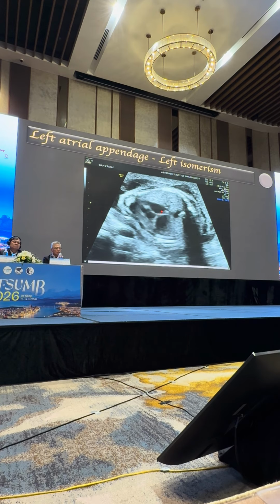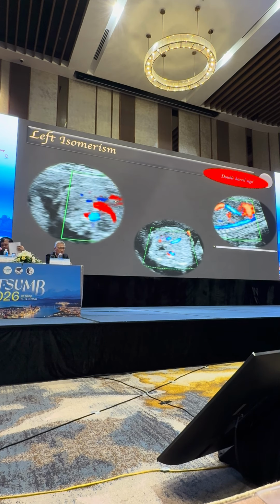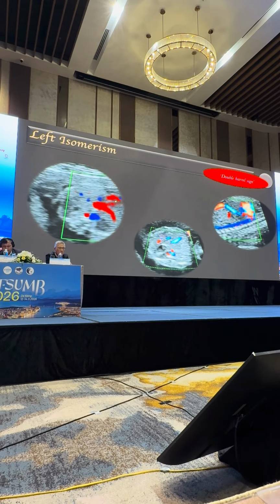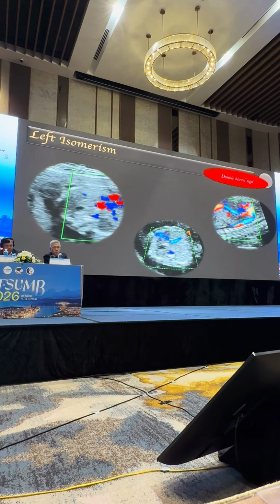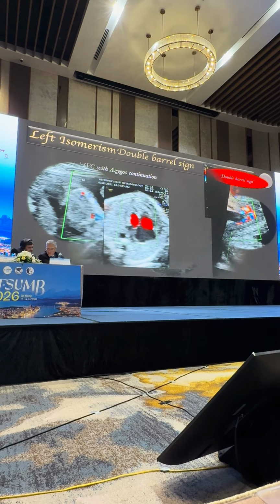Now this is a classical appearance of a double barrel sign, where you can see that the aorta and the inferior vena cava are adjacent to one another, and at the same time they are of the same caliber. As you can see in the sagittal section also, you can see the flow across, one the downward flow and the other one the upward flow, where the azygos drains the lower limb venous circulation into the right atrium. So these are the various factors that we have to consider.